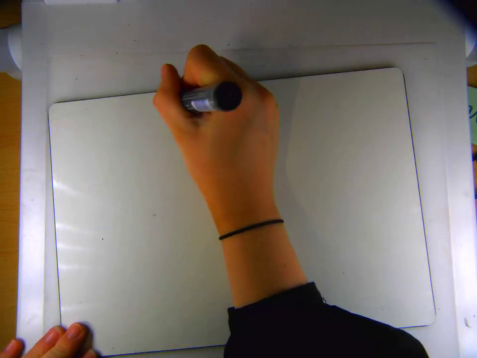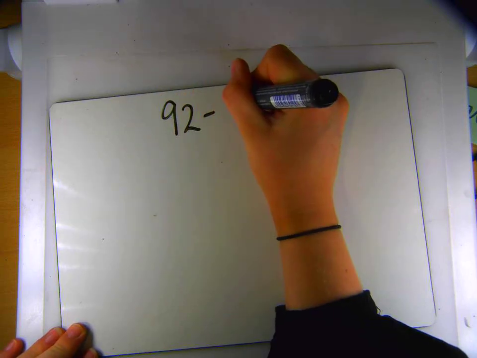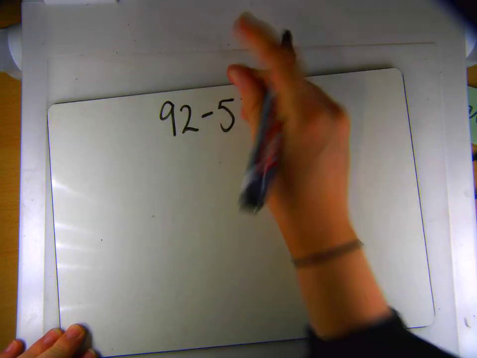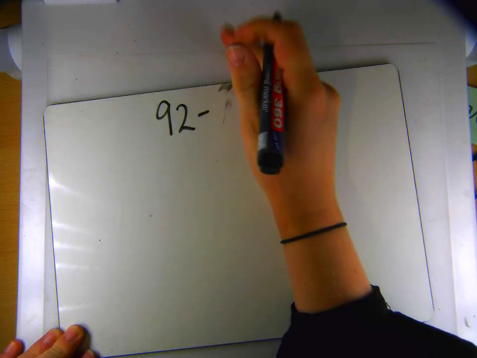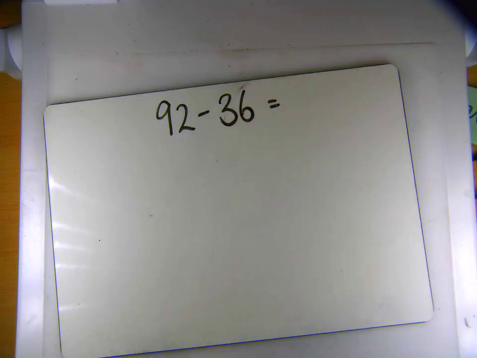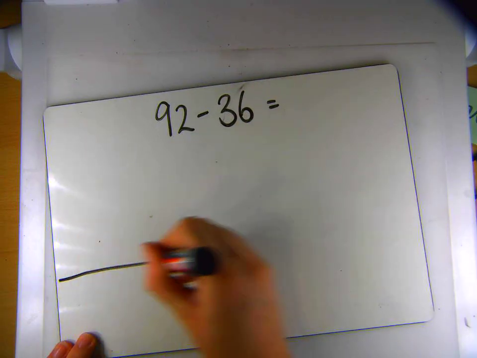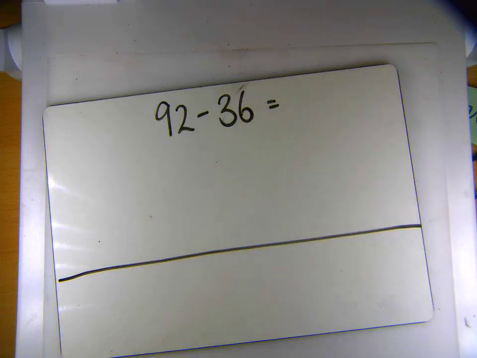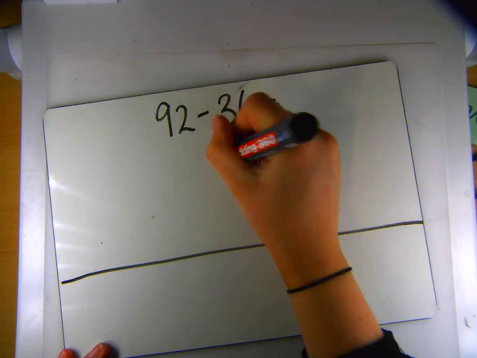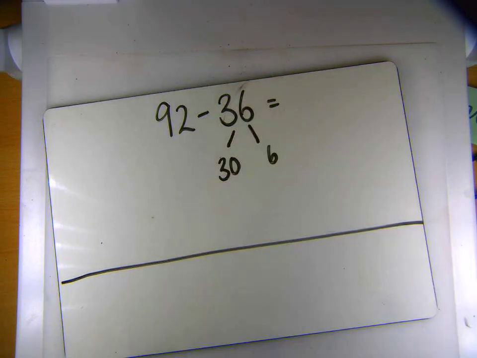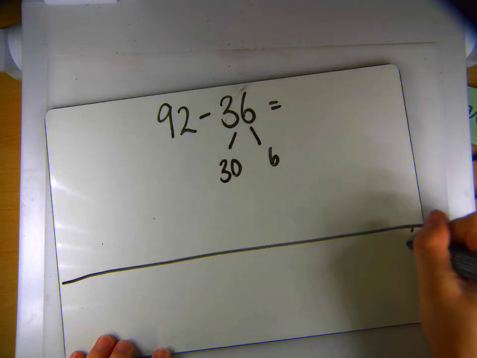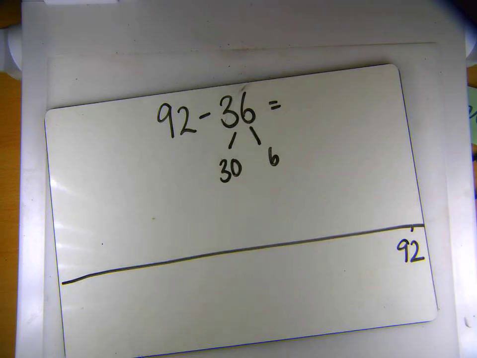Okay. This is the final one I'm going to do now. So 92 take away 26. Alright. So drawing an empty number line here, like I did previously, and partition my 26 into 20 and 6. I'm going to pop 92 at the end of my number line.